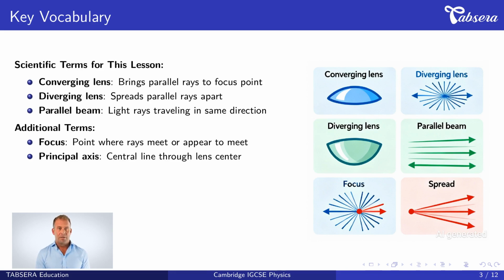Third, parallel beam. This means light rays traveling in the same direction, with rays remaining the same distance apart. Additional terms include focus, which is the point where rays meet or appear to meet, and principal axis, the central line passing through the lens center. Understanding these terms precisely is crucial for examination success.